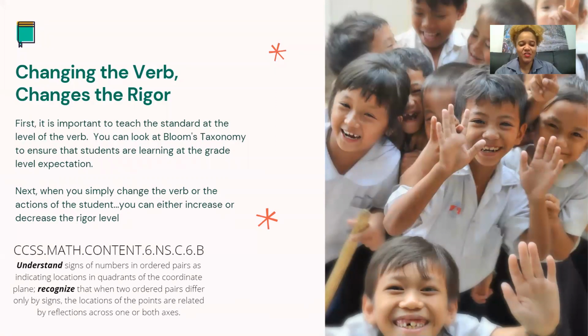So I'm going to pull out this quick one where it says, understand the signs of the numbers in ordered pairs, and then recognize that when two ordered pairs differ only by signs, the location of the points are related. Now we're able to pull out the verb. If I change understand to compare and contrast, if I change it to evaluate, if I change it to demonstrate, it changes the rigor level and it increases it just like that.